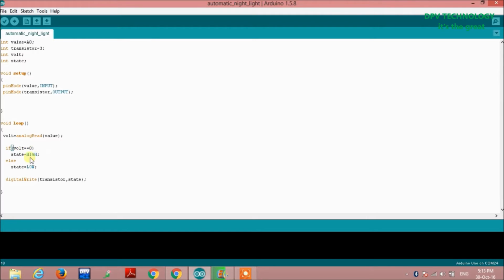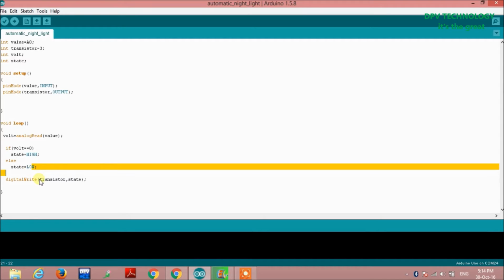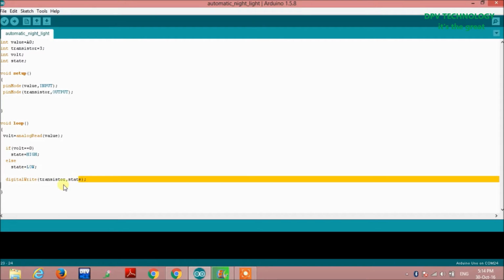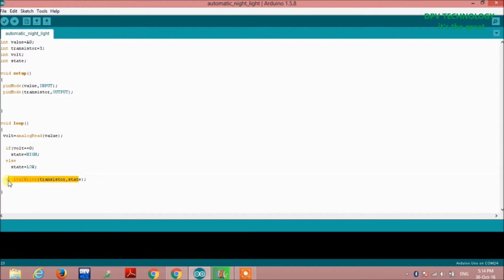At that moment, the transistor should get voltage at the base terminal so that the AC bulb should turn on. Therefore, I am writing this statement: state equals high. Else the state should be low. Then I will give the state to the transistor variable so that it turns on and off accordingly. That's all about the code.